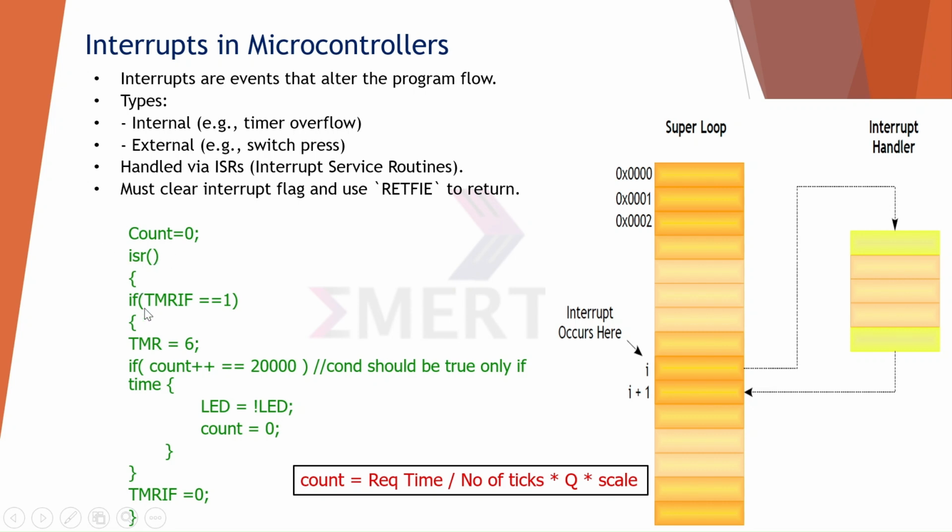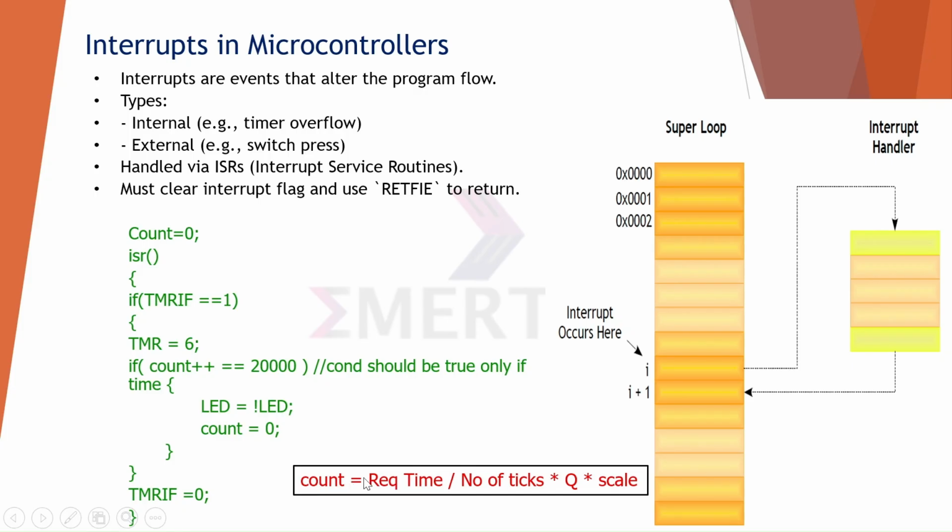Here is the ISR function in which we check that the timer flag is equal to 1, with the starting timer value from 6, and then count up to 20,000. Then the LED changes state, on and off. Then we make count equal to 0 again and the timer flag equal to 0, clearing the timer flag. So we use 20,000, the preset value of the timer is 6, and we set the PR value to 250 so that we can get a 1 second delay.